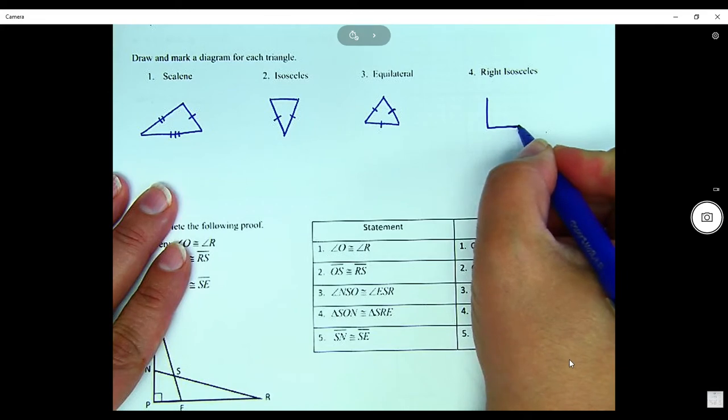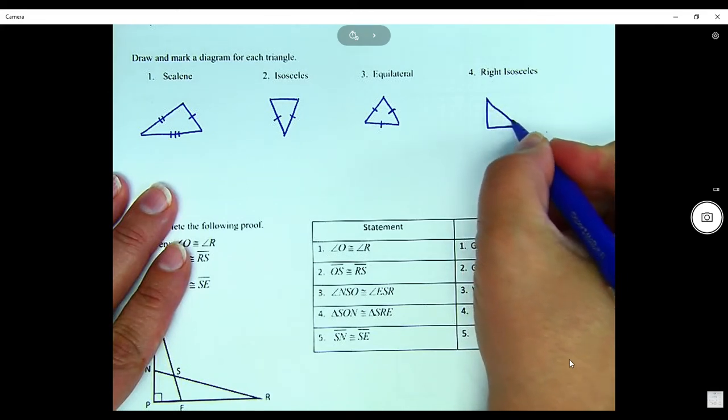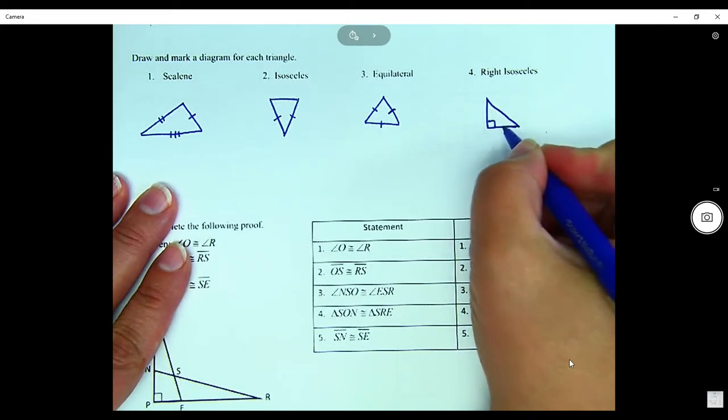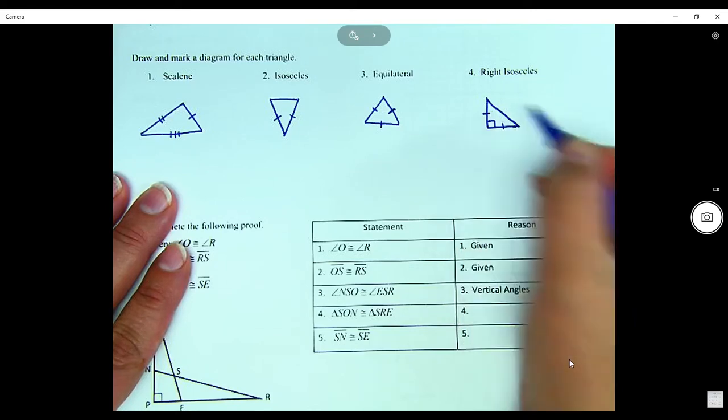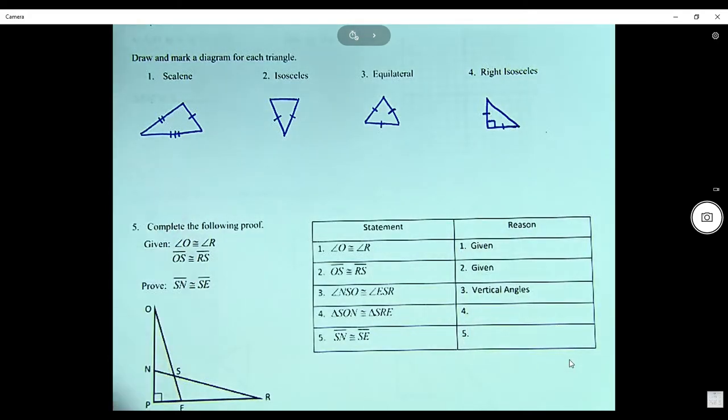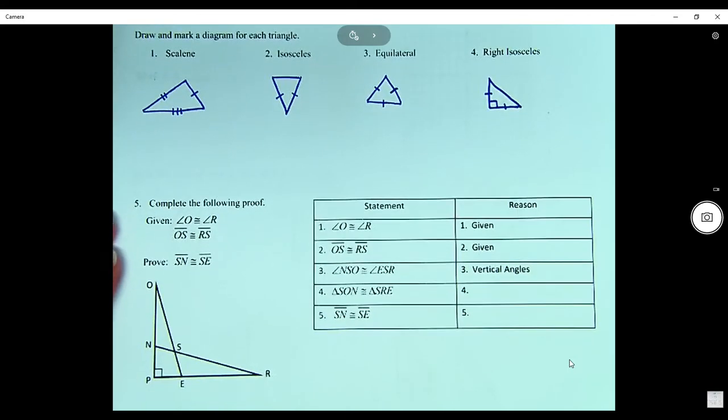Oh, maybe a little longer. There we go. So I'm going to mark that right angle, and I'm going to mark those 2 congruent sides. Voila, there is a right isosceles triangle. All right, number 5 asks us to complete the proof.